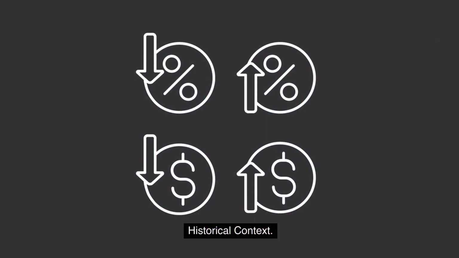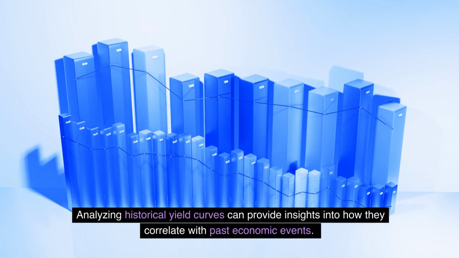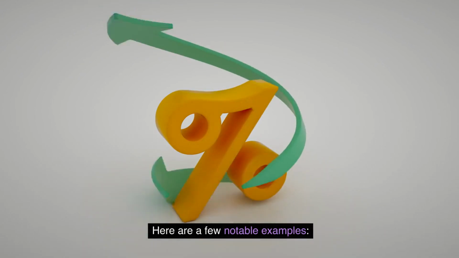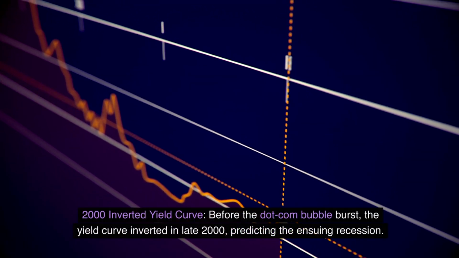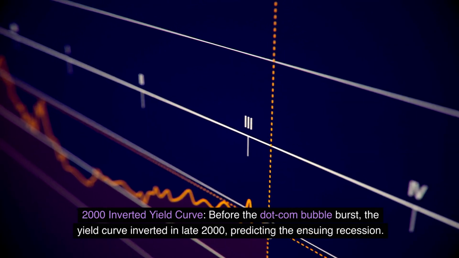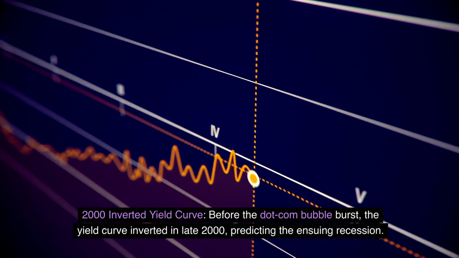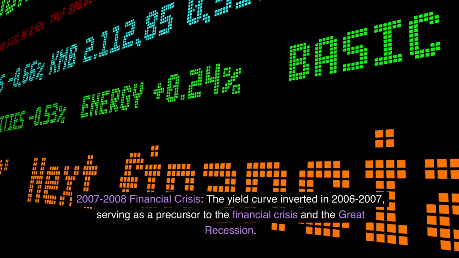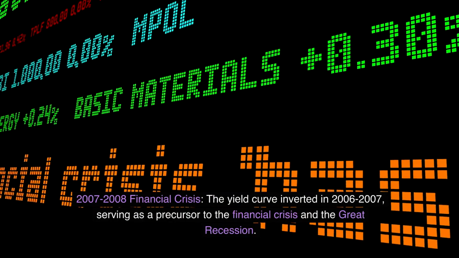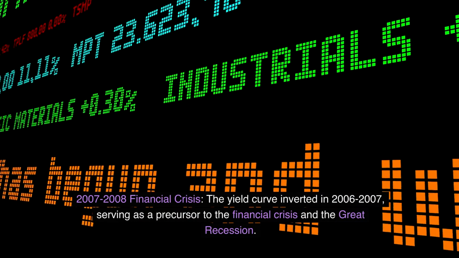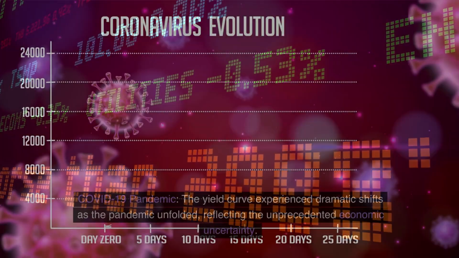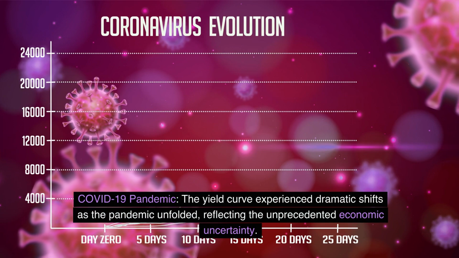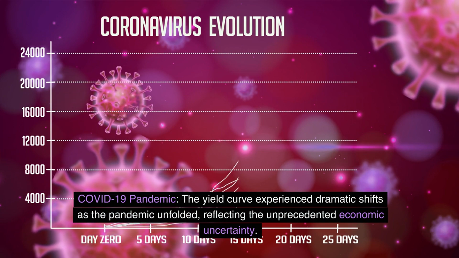Historical context. Analyzing historical yield curves can provide insights into how they correlate with past economic events. Here are a few notable examples. 2000 inverted yield curve: before the dot-com bubble burst, the yield curve inverted in late 2000, predicting the ensuing recession. 2007-2008 financial crisis: the yield curve inverted in 2006-2007, serving as a precursor to the financial crisis and the Great Recession. COVID-19 pandemic: the yield curve experienced dramatic shifts as the pandemic unfolded, reflecting the unprecedented economic uncertainty.